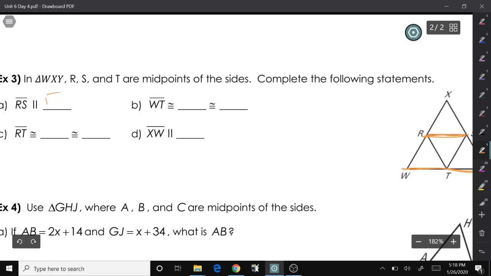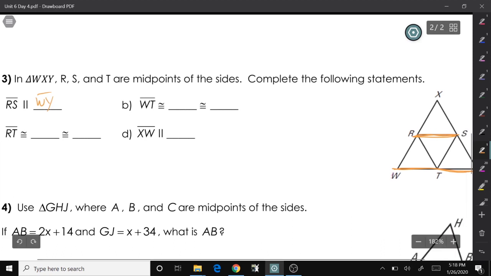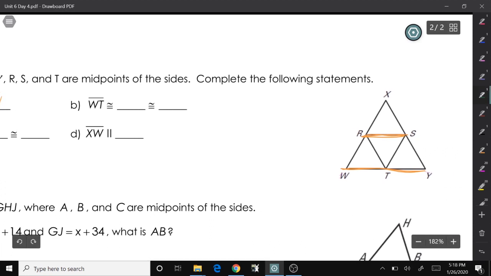So segment WY. Now, segment WT is going to be congruent to 2 other segments. So let's take a look. WT is right here, and it's going to be congruent to TY because T is the midpoint of this segment here, but also RS is going to be half the distance of WY. That means all three of these segments are congruent.